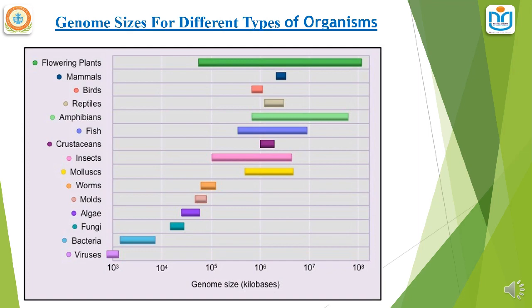This is another chart which gives a clear idea about genome size in different organisms. From this chart, it is very clear that the flowering plants have a very huge genome size when compared to that of mammals, birds, reptiles, etc. Even the amphibians, fishes, and insects have huge size when compared to mammals.